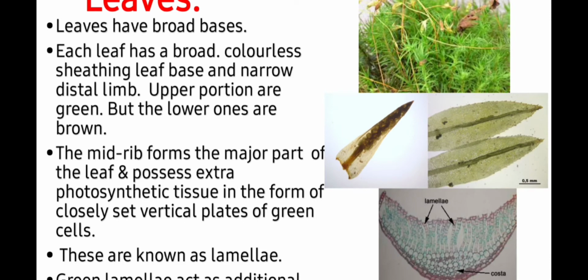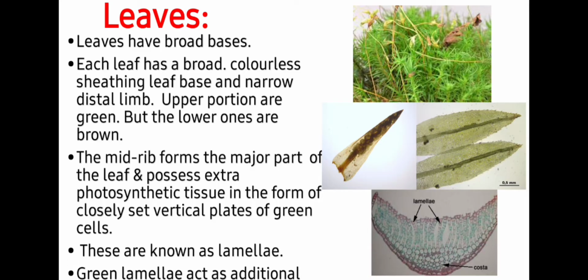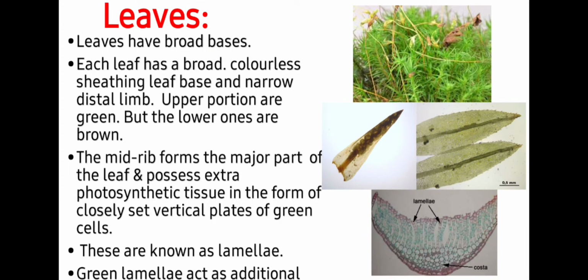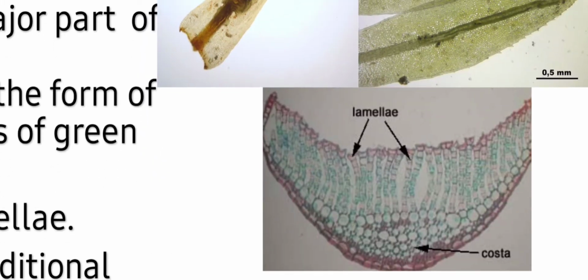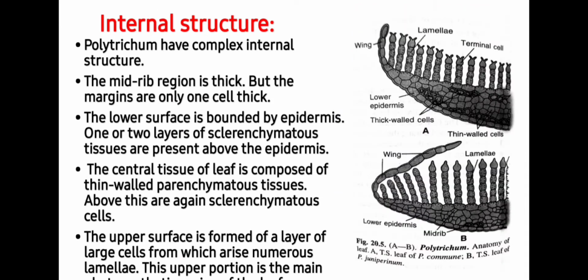Upper portions are green but the lower ones are brown. The midrib forms the major part of the leaf, as you can see in this image, represented by the dark line, and possesses extra photosynthetic tissue in the form of closely set vertical plates of green cells. These plates are known as lamellae. These green lamellae act as additional photosynthetic tissue.